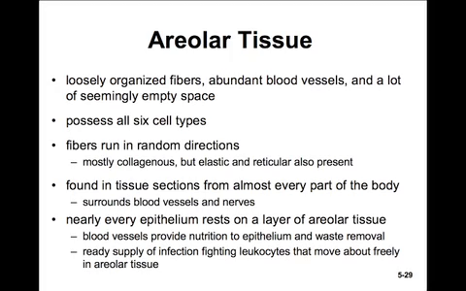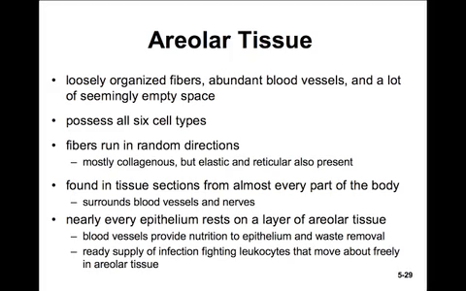Areolar tissue is loosely organized fibers. There's abundant blood vessels and a lot of seemingly empty space. That's where the ground substance is. Areolar tissue possesses all 6 cell types, so it has a very diverse cellular population. The fibers run in random directions. They're mostly collagenous fibers, but we'll also see elastic and reticular fibers present.